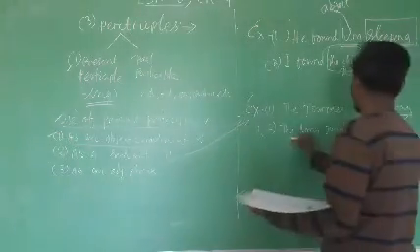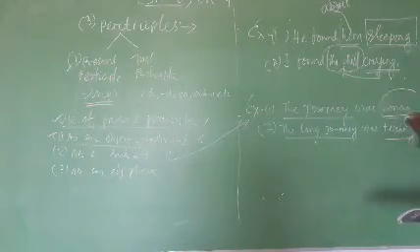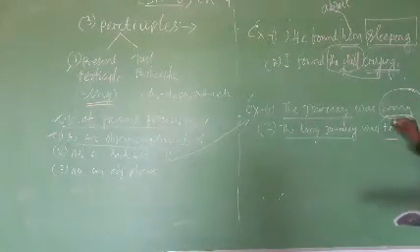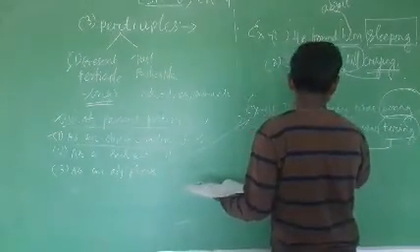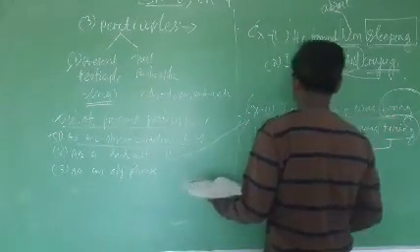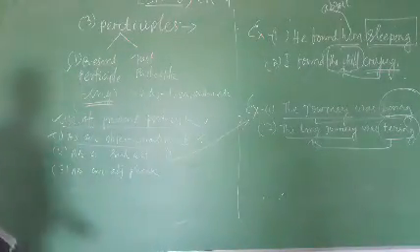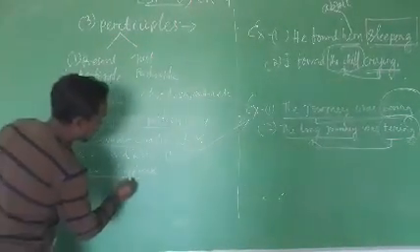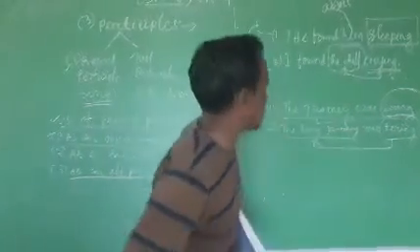Subject is journey. So these are the ones which are used as a subject complement. Now we will discuss the third point of the present participle. It is used as an adjective phrase. How is it used as an adjective phrase?